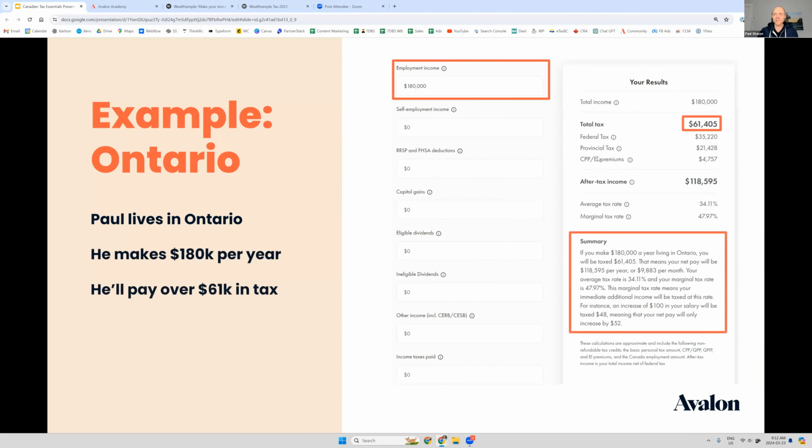And Ontario isn't even the highest. I think it's Nova Scotia. If I did this example with Nova Scotia, you'd see an even higher taxable amount. Everyone pays the federal, and then provincial is different, obviously based on what province or territory you're in.